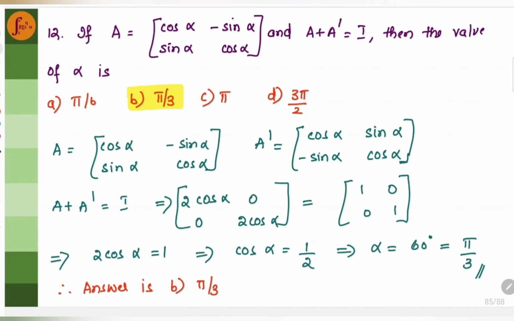When you equate it to the identity matrix, because these two matrices are equal, 2 cos alpha is equal to 1, right? 2 cos alpha is equal to 1 means alpha is equal to 60 degrees, because cos 60 is half. And what is 60 degrees? It's nothing but pi by 3. So the correct answer is option B, which is pi by 3.